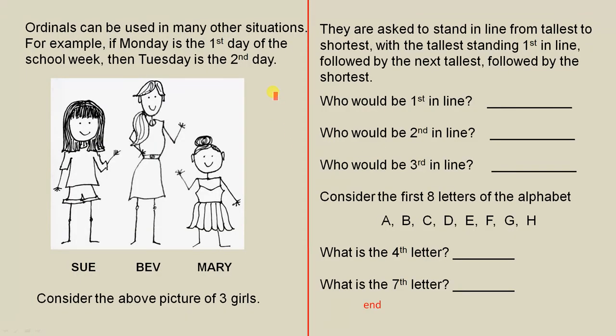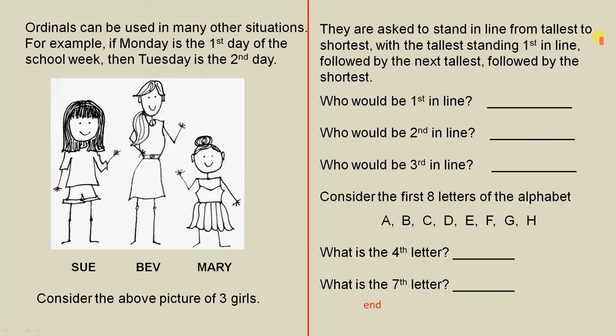Ordinals can be used in many other situations. For example, if Monday is the first day of the school week, then Tuesday is the second day. Wednesday is the third day, and so on. Let's look at this little picture here where we have 3 people, Sue, Bev and Mary.